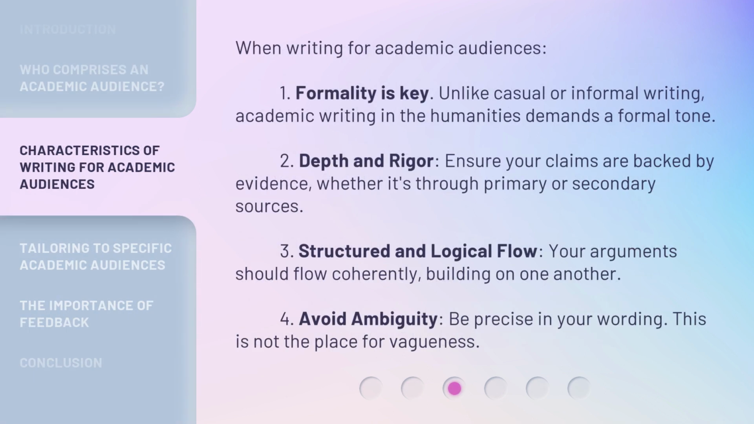When writing for academic audiences, 1. Formality is key. Unlike casual or informal writing, academic writing in the humanities demands a formal tone. 2. Depth and rigor. Ensure your claims are backed by evidence, whether it's through primary or secondary sources. 3. Structured and logical flow. Your arguments should flow coherently, building on one another. 4. Avoid ambiguity. Be precise in your wording. This is not the place for vagueness.